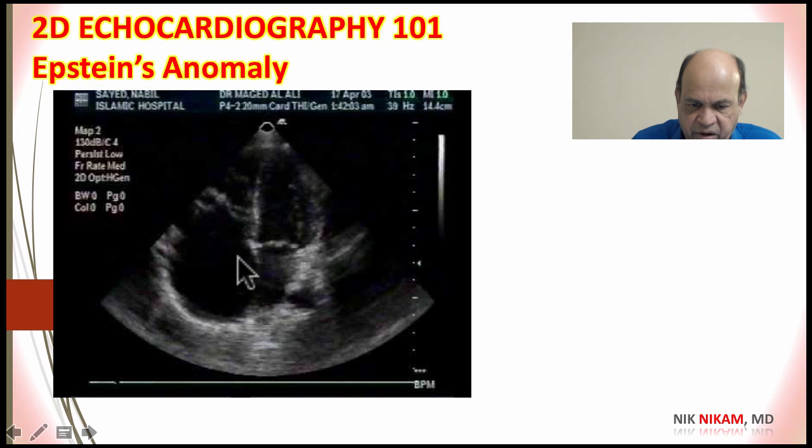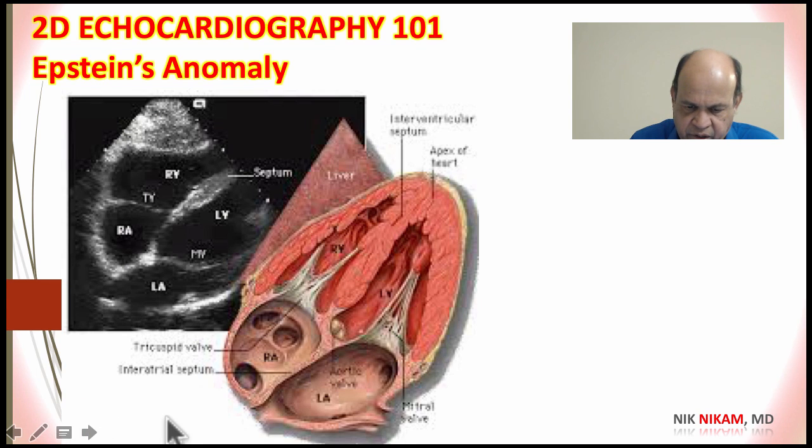Here's an example of a leaflet which should have been attached here, and it is attached way below here, and this whole thing functions as the right atrium. So this is a case of Epstein's anomaly which we are looking at from the apical 4-chamber view. And here's another example of a tricuspid valve, and here we have the mitral leaflets, so they should be attached somewhere here, but they are attached somewhere in the mid right ventricular cavity. So that's another example of an Epstein anomaly.